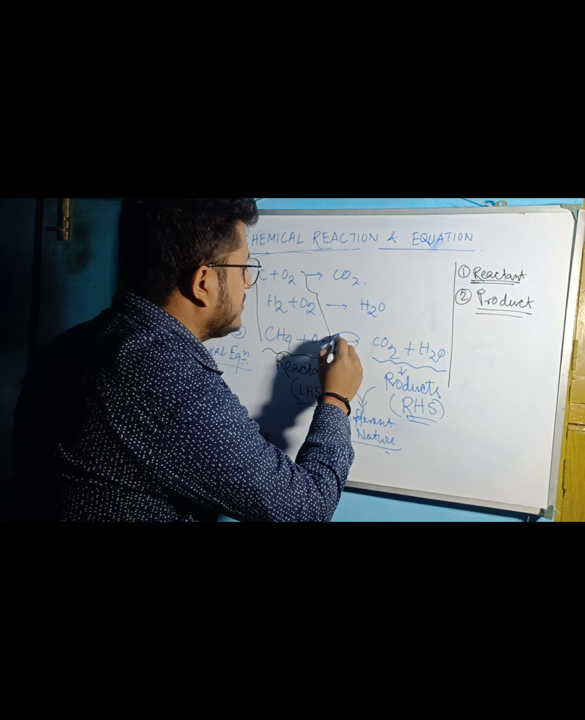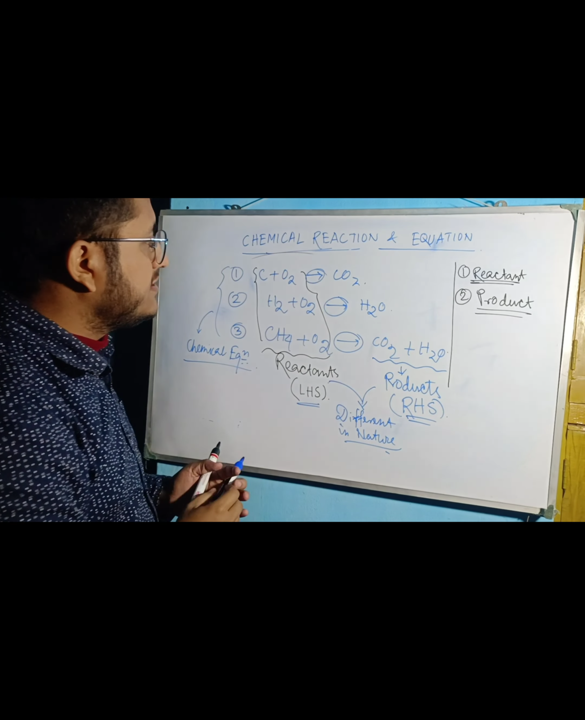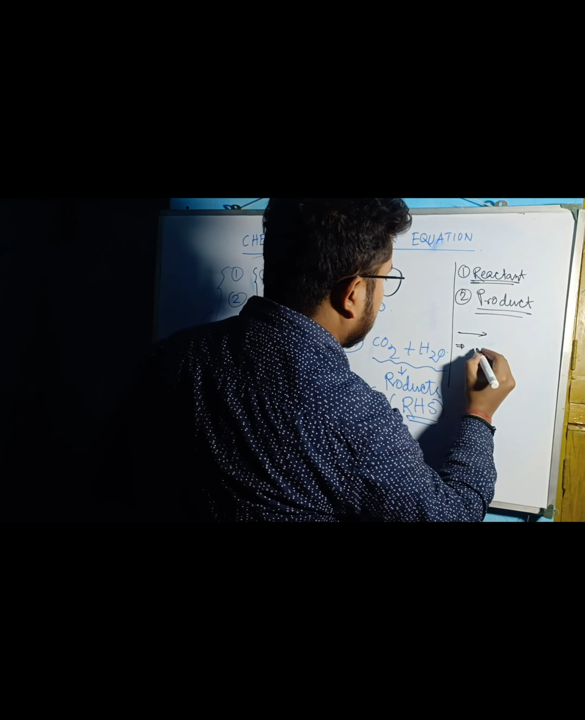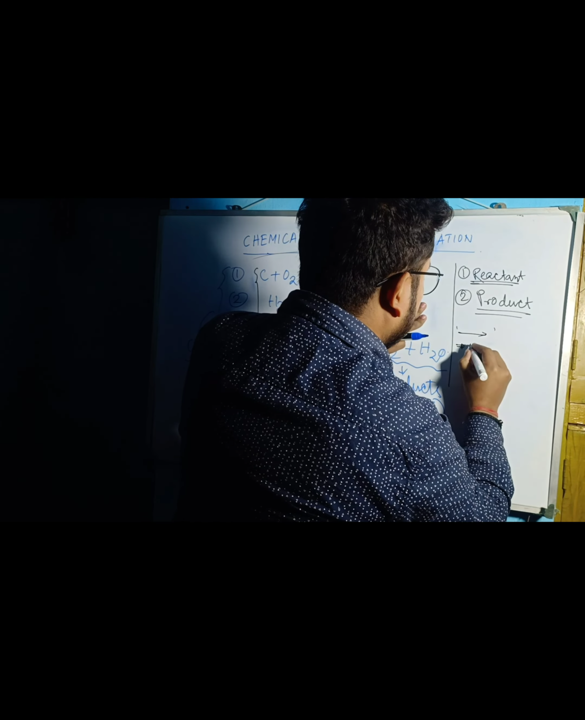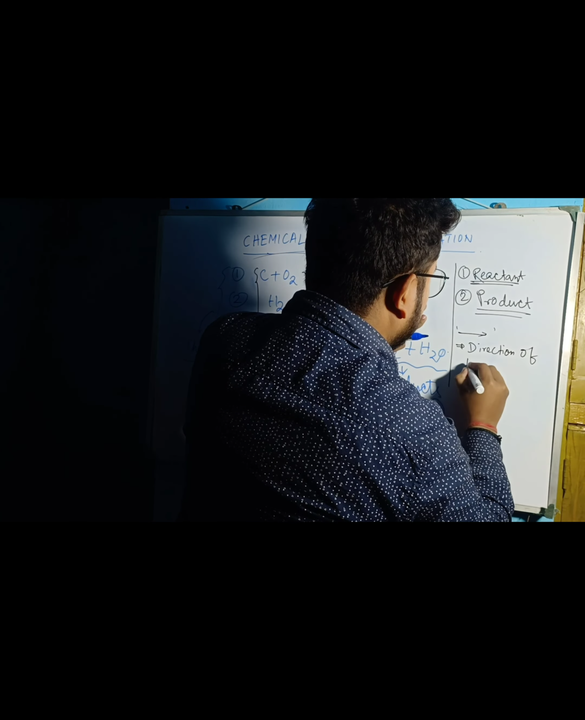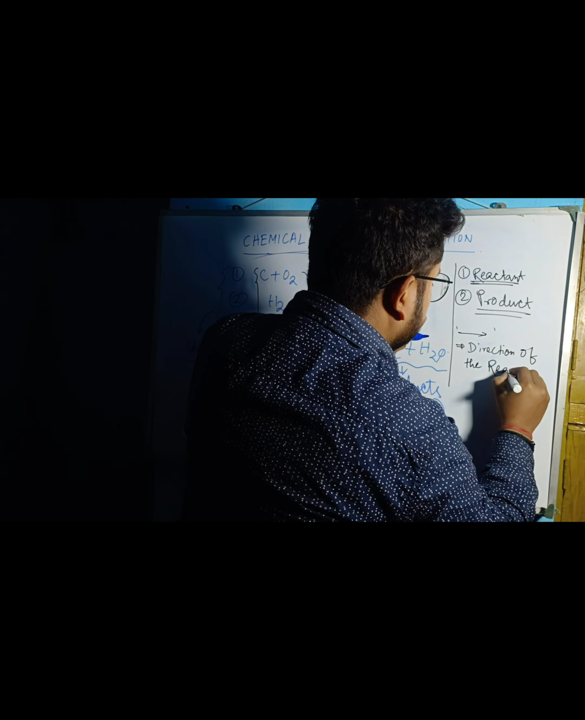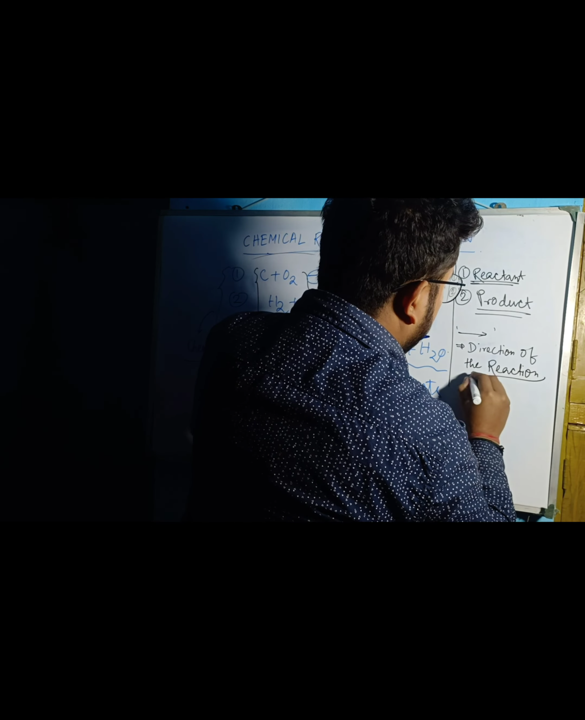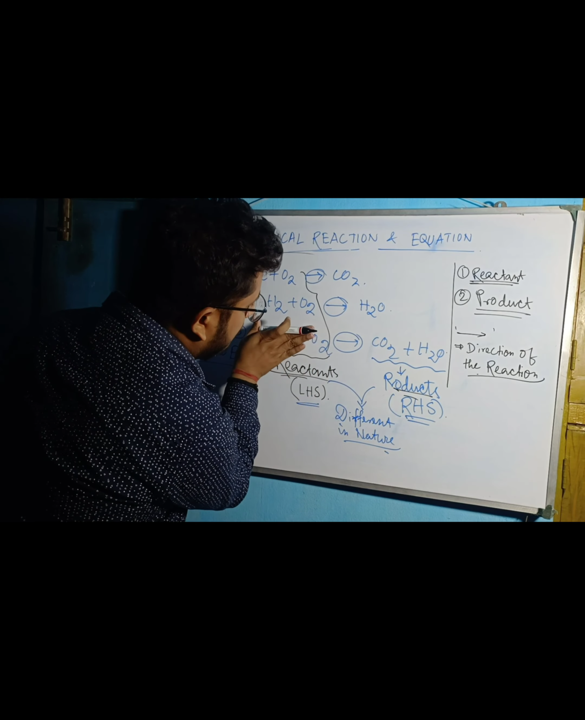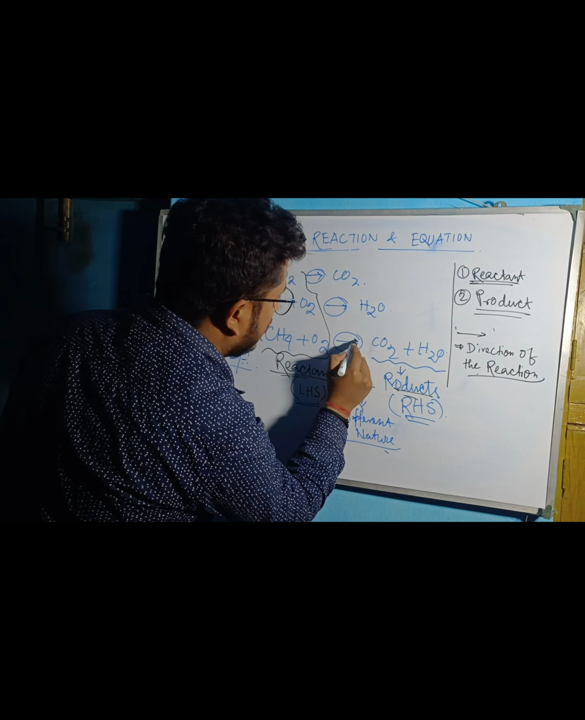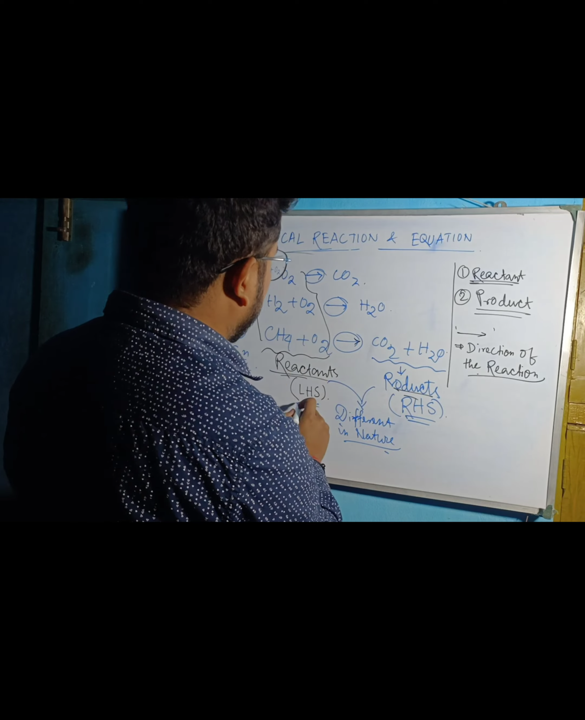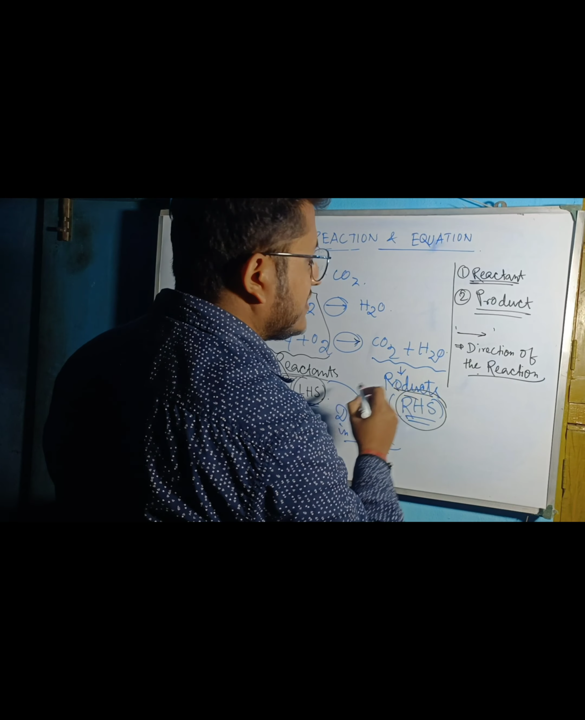And what is the significance of this arrow? The significance of this arrow is it signifies the direction of the reaction. That's why we say that it is reactant and it is product. The direction is from left hand side to right hand side. That is why it is called left hand side and right hand side substances.